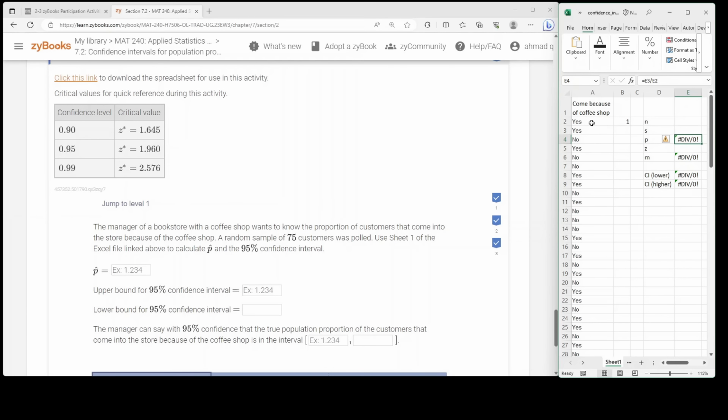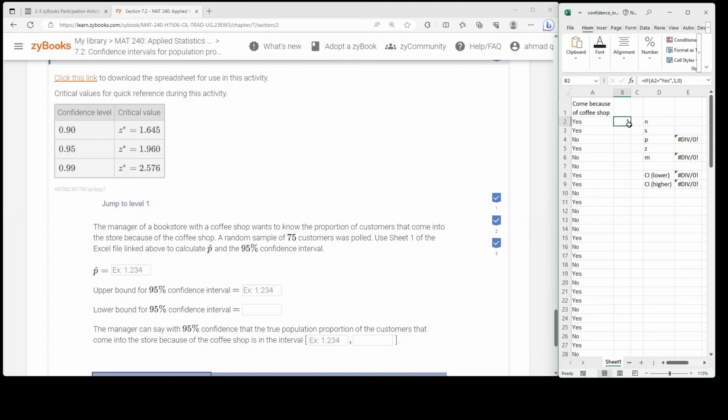Now, in this sheet, we have this question. They come because of the coffee shop. So it's either a yes or a no. So this time, I will use the if formula here to say if this equals, in parentheses, yes, then the condition will be that it's a 1, otherwise it's a 0. So this is a 1 here, this cell is 1 because this cell has a yes in it.